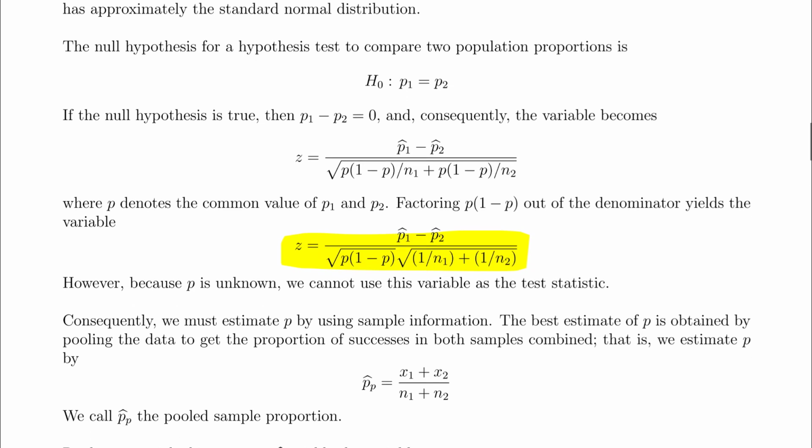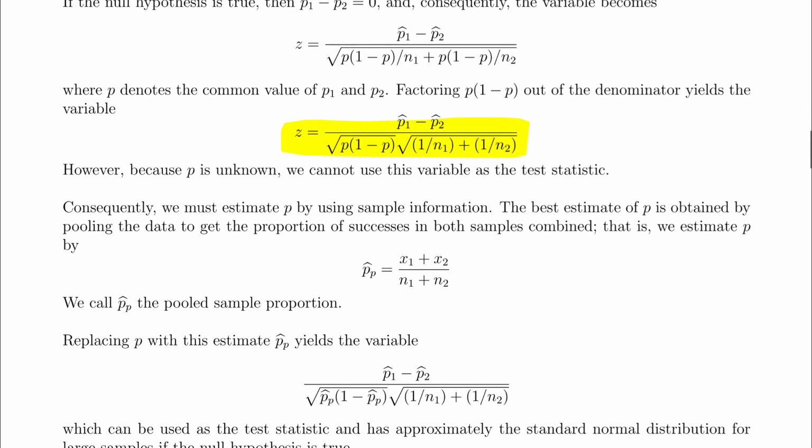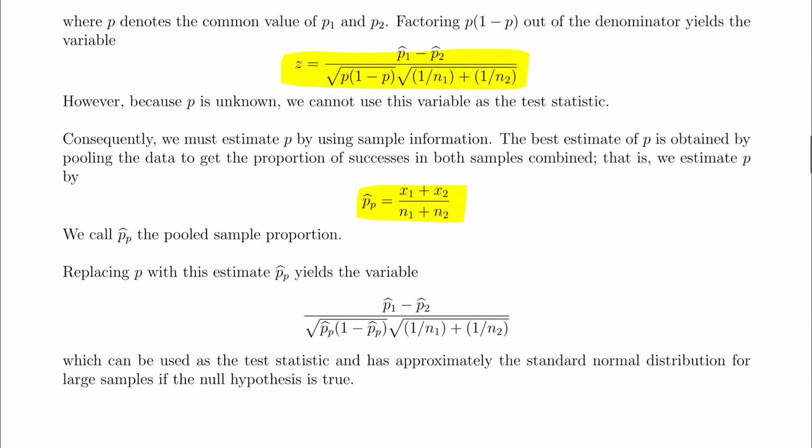But as we've seen previously, we don't always know what P is. So we will use the sample proportion for P. And that is found by taking x sub 1 plus x sub 2, so that's the number of people in each sample who have the specified attribute, divided by the sum of the sample sizes. And so that gives us our new equation for Z, where we replace the P's with the P hat sub P.